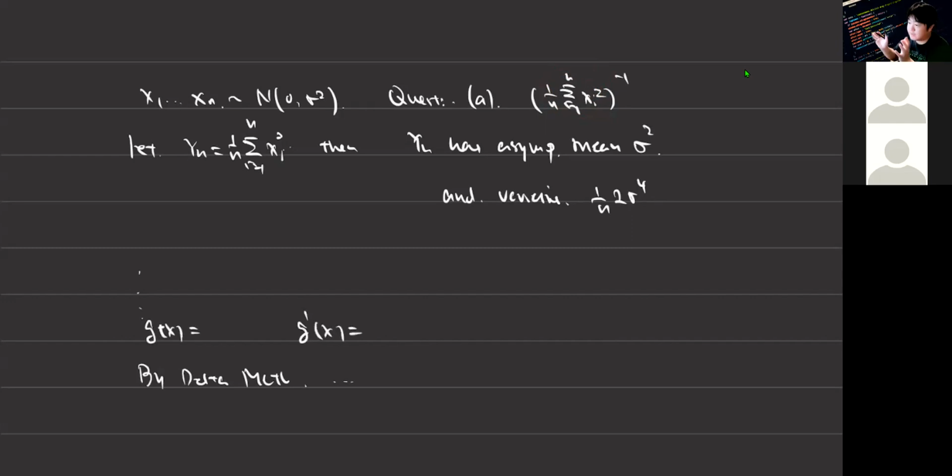So what makes my life easier? Well, if this is X inverse, then I know exactly what G prime is, right? You take something like that, and I know exactly what G prime is, and then great, then I can use delta method. Then you can see what's going on.